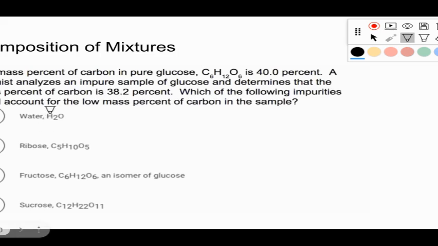And so if I look at these formulas, I have H2O, C5H10O5, C6H12O6, and C12H22O11. Well, all of these have carbon, so they cannot be the impurity. And so the impurity is going to be A, would be our correct answer, that we would have H2O as our impurity because it's the only one that does not have carbon, that would not add to the mass percent of carbon in that sample.